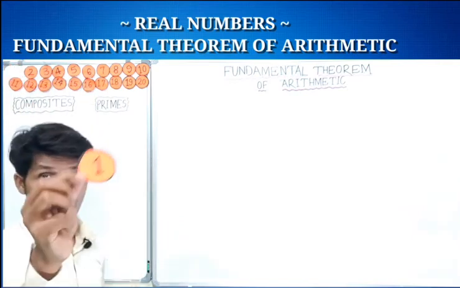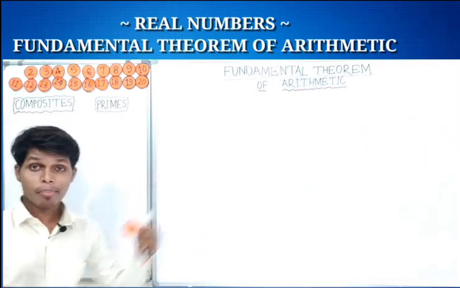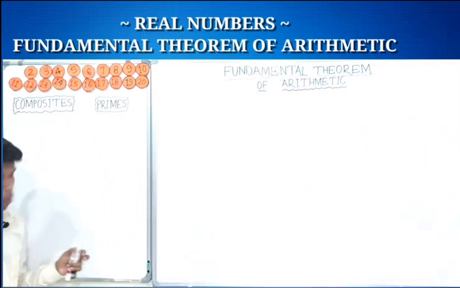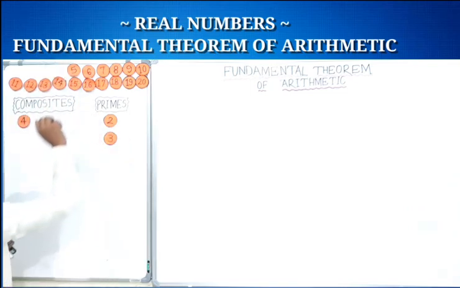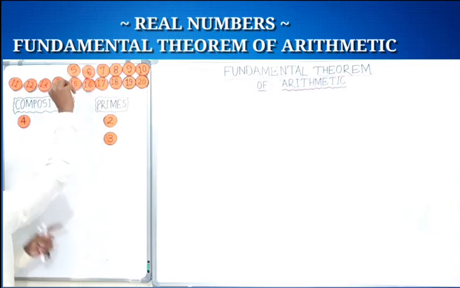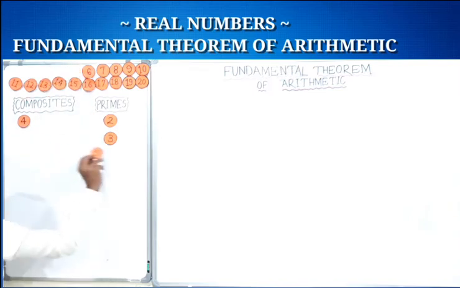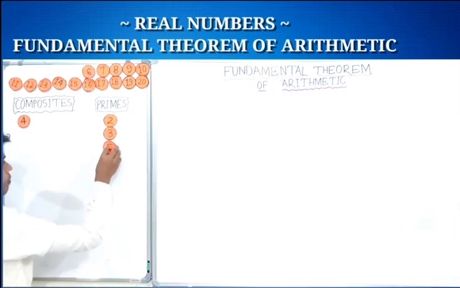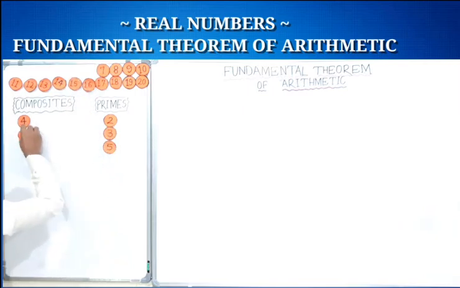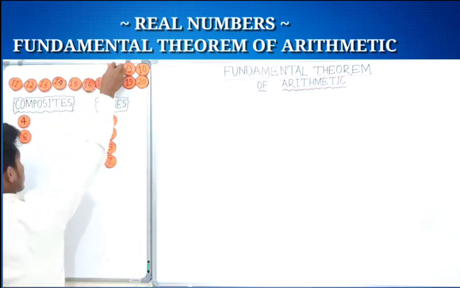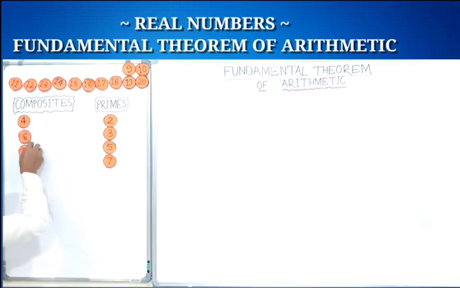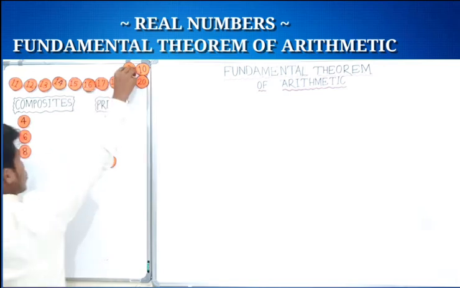The first number is 1, and we know 1 is neither prime nor composite, so we will take this away. Now 2, yes, it is prime because 2 is only divisible by 1 and 2. Similarly 3 is also prime. 4 has two factors, 1 and 4, and also another factor, that is 2. 5 is a prime number. 6 is divisible by 2 and 3 also, so it is composite. 7 is prime because it has only two factors, 1 and 7. 8 has 1, 2, 4 and 8, 4 factors, so it is composite.